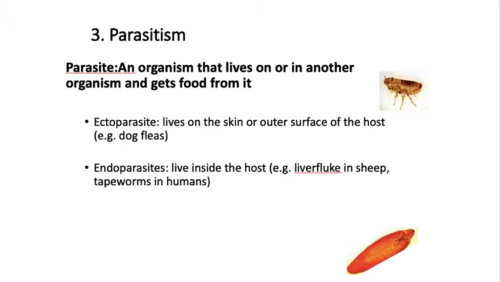Ectoparasites live on the outer surface or skin of the host, and endoparasites live inside the host. So examples of your ectoparasites might be your fleas, for instance living on a dog, or endoparasites, your examples if you're in an agricultural context might include liver fluke, or tapeworms in humans are also an endoparasite.